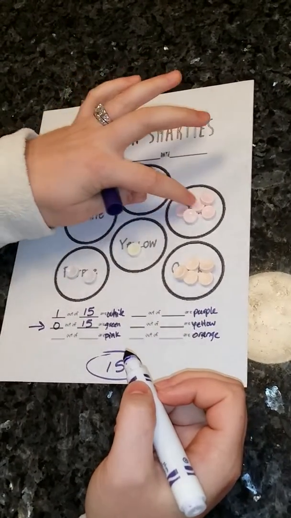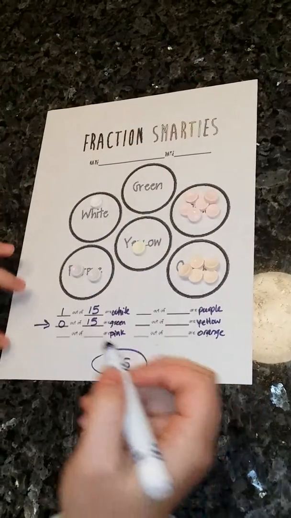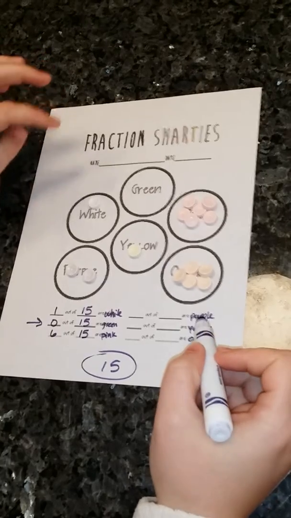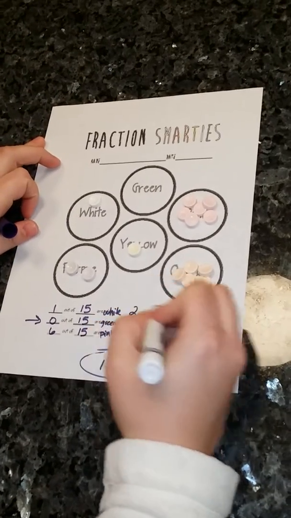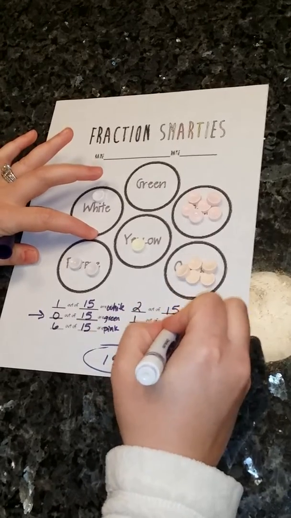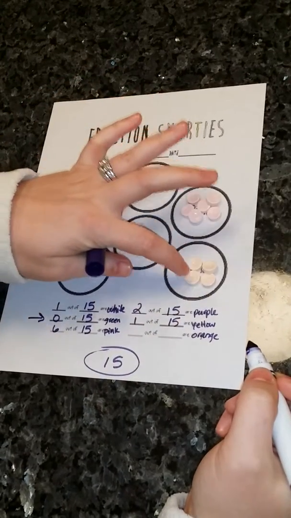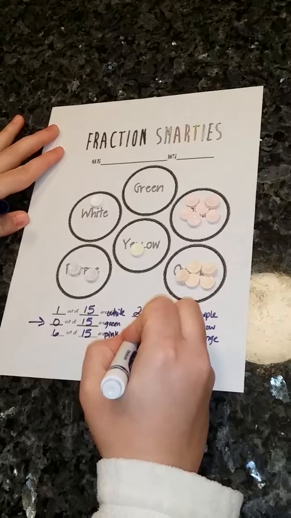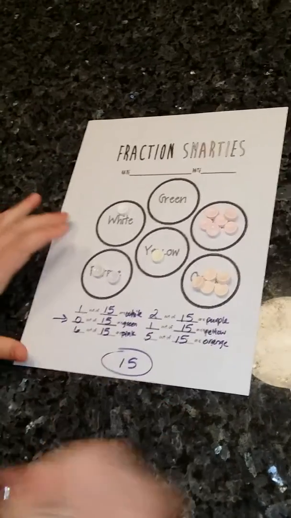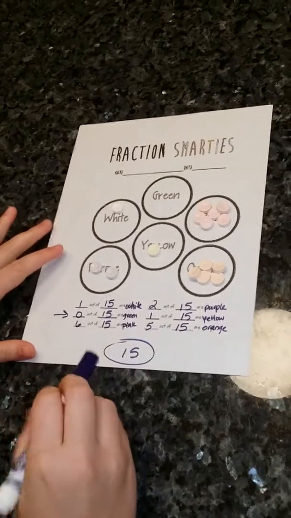Pink, 1, 2, 3, 4, 5, 6. 6 out of 15 total are pink. Purple, I have 2 out of 15. Yellow, 1 out of 15. Orange, 1, 2, 3, 4, 5. 5 out of 15. Now let's talk about, with our partners, what fractions we have.